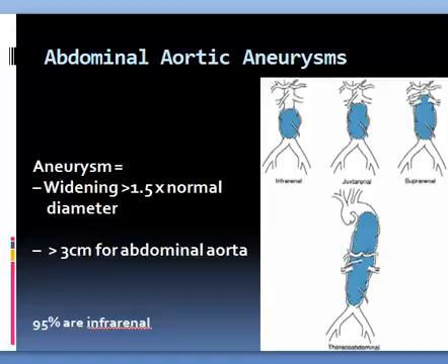An aneurysm of the abdominal aorta is a widening above 3 centimeters. 95% of aneurysms of the aorta are infrarenal. This is the most common. When to consider an aneurysm? When the diameter is 1.5 times the normal.